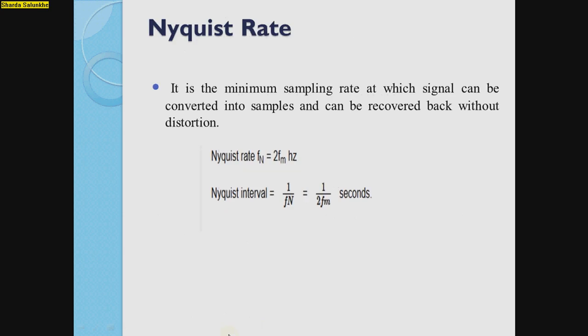Nyquist rate. So the next point is the Nyquist rate. It is the minimum sampling rate at which the signal can be converted into samples and can be recovered back without distortion. So this rate is very important, so we call it the Nyquist rate. By applying this rate only, we will get the original signal without distortion. So the criterion for the Nyquist rate is fN is equal to 2 fm hertz. So the Nyquist interval is equal to 1 by fN, that is equal to 1 by 2 fm seconds.